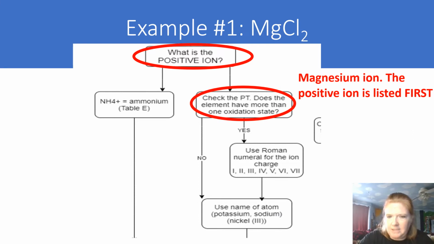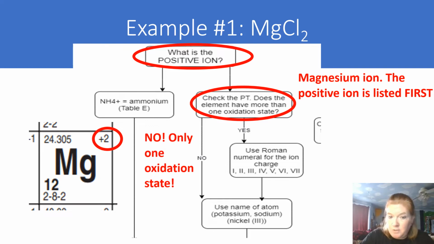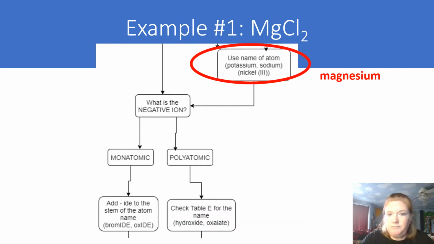So we check the periodic table. Does the element have more than one oxidation state? Well, look at magnesium on the periodic table. No, it has one oxidation state. So since it has only one oxidation state, we're at the no, so we go down here. That means we just call it magnesium.